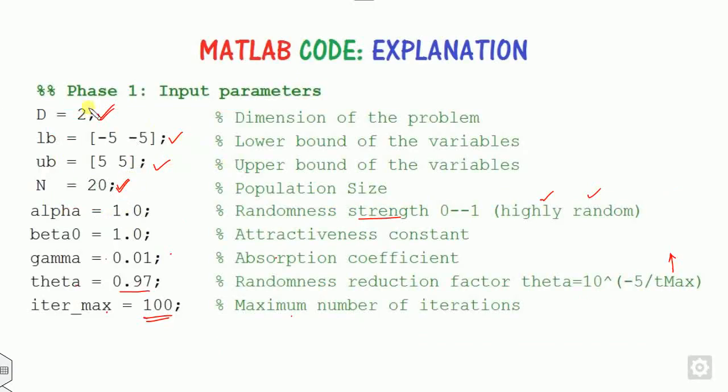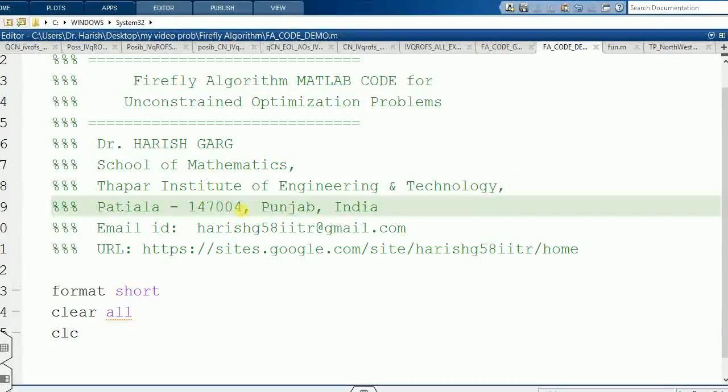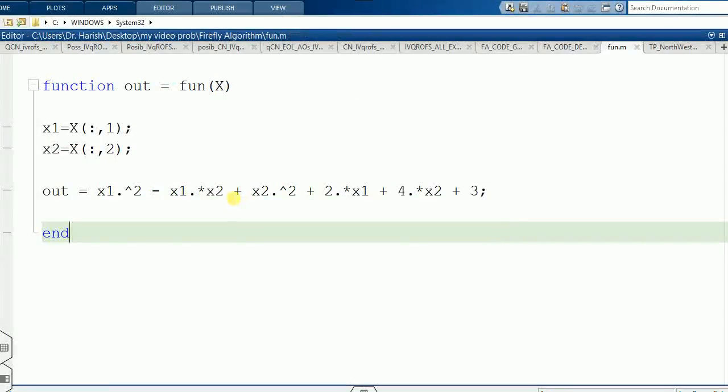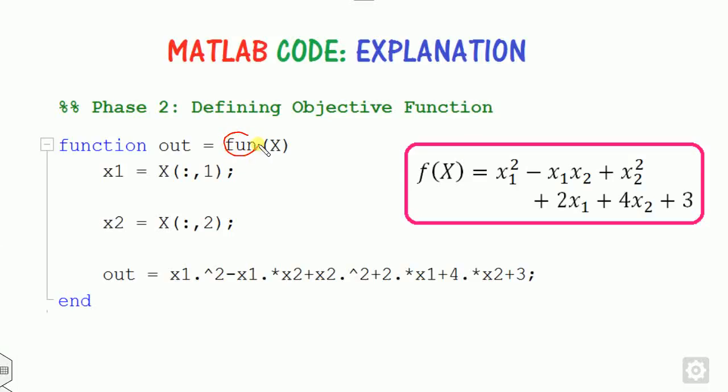Now you can simply copy this text and paste it in your MATLAB file. The main thing is you first define your objective function. That is the most important task. Since my objective function is this, you have to create a function. I created this function separately and called it fun.